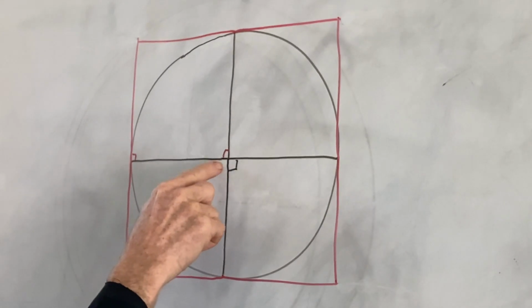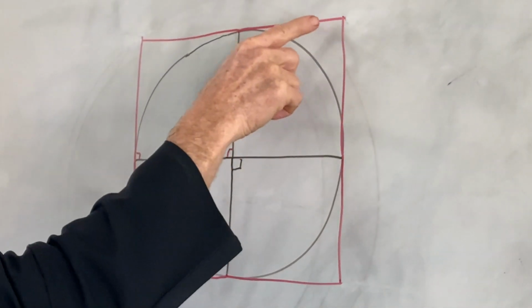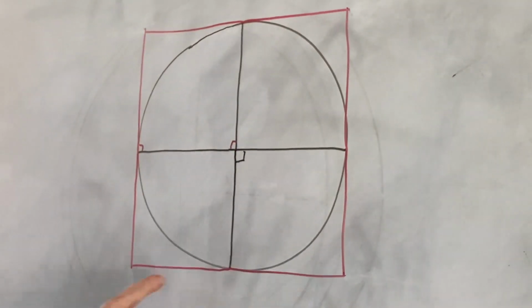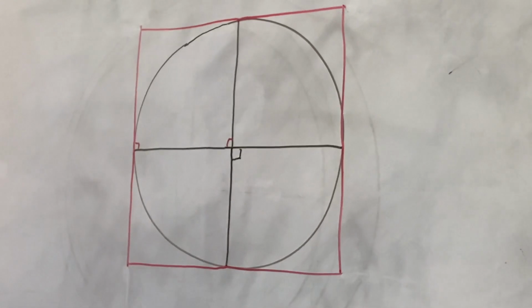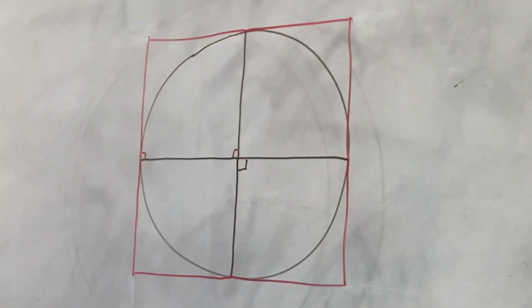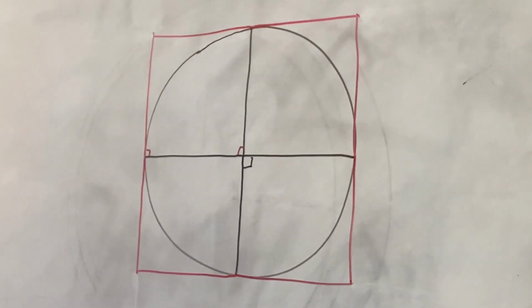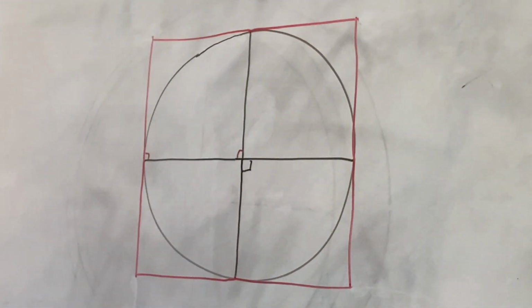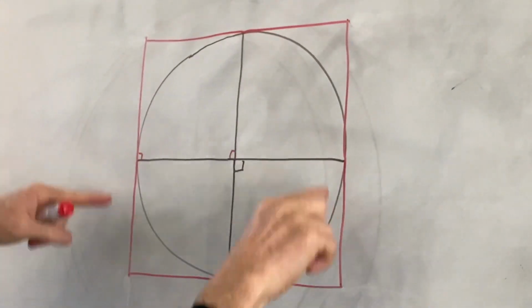Likewise here, because this is a right angle and this is a right angle, this is parallel to this. And for the same reason, this is parallel to this. Two things parallel to the same thing are parallel to each other. This parallel to this. Great. And opposite sides of parallelograms are equal. So this is equal to this, and this is equal to this. Opposite sides of parallelograms. So this is a parallelogram because these are joined here.